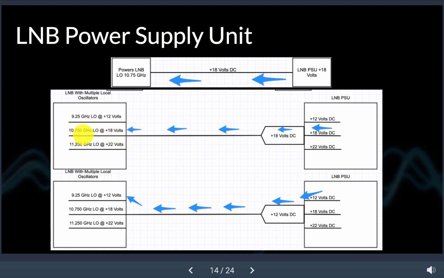That selected this 10.75 gigahertz local oscillator, which put us into that KU mid-range band that we were just talking about before. If we wanted to do a KU high frequency band, we could, if we had the proper LMB that has multiple local oscillators on it to give us multiple frequency down conversions, right? We could send 12 volts across the line. 12 volts would select the 9.2 gigahertz local oscillator as opposed to the 10.75, which would give us that higher frequency range, which is where we're trying to get to with that LMB, or with that KU high.